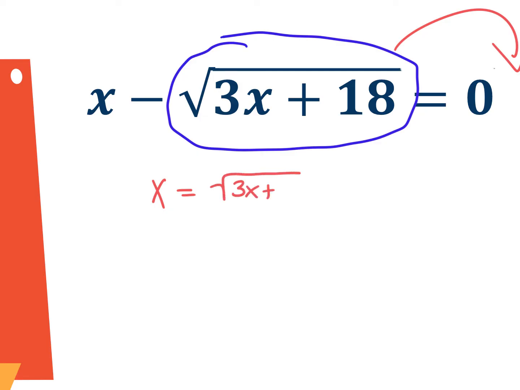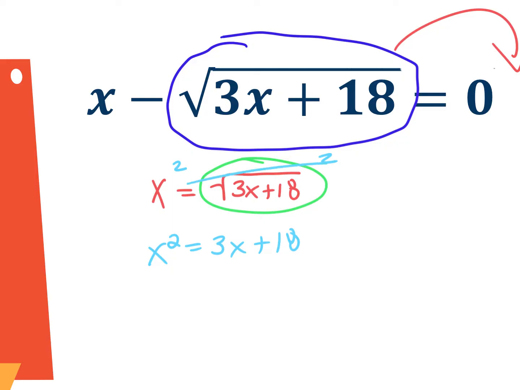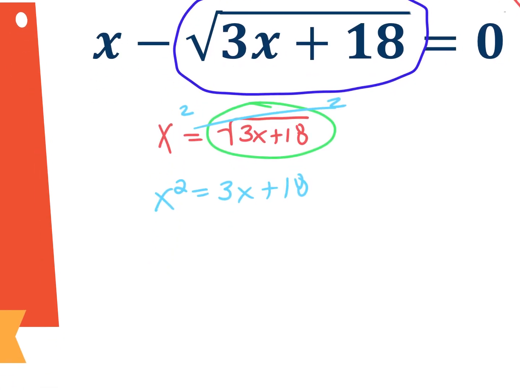So the square root of 3x plus 18. Is my radical all by itself? Yes or no? Yeah. There's nothing being multiplied or divided or added or subtracted to it. So what can I do now? Square both sides. Perfect. So x squared equals 3x plus 18. Excuse me. And we have another quadratic, yeah? x squared minus 3x minus 18 equals 0.